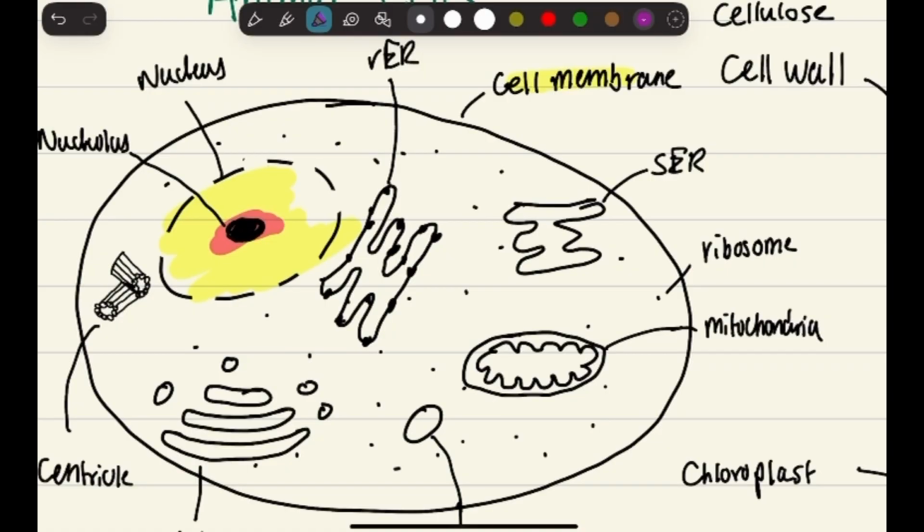You'll see as well, we've got these gaps. These are called your nuclear pores. Your nucleus is surrounded by what we call an envelope, meaning a double membrane. And that double membrane has gaps in it, nuclear pores, which allow things like mRNA to get out.